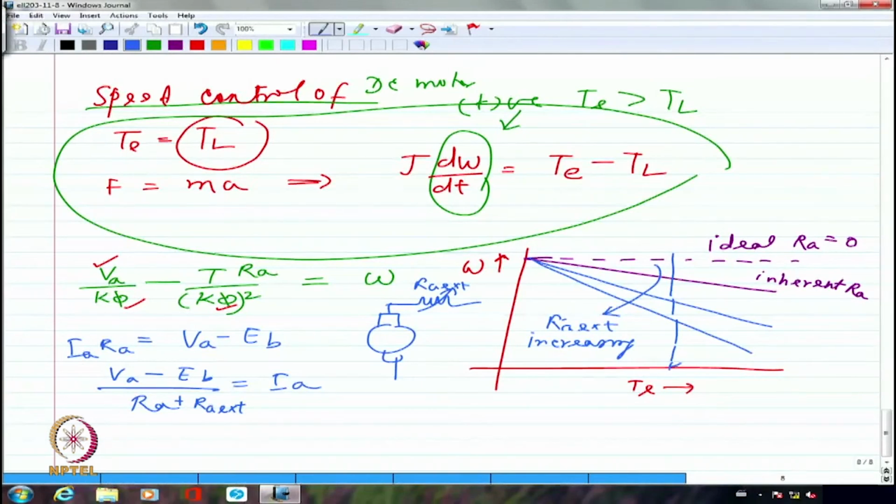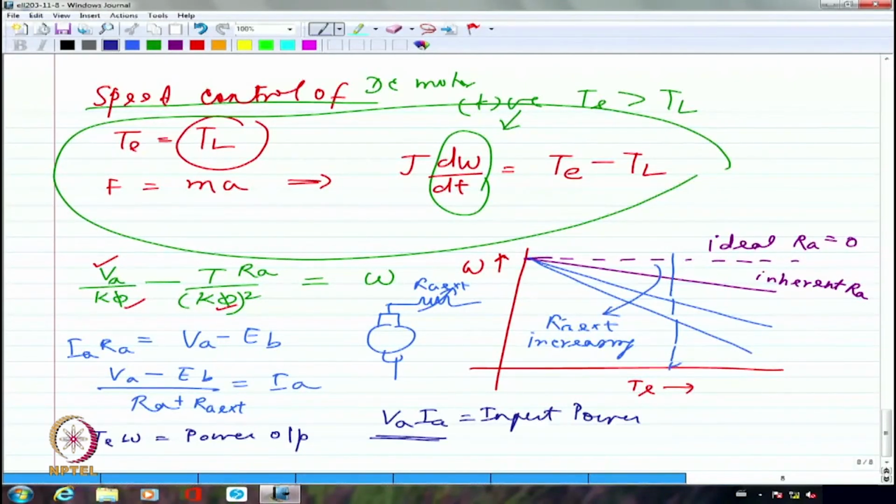Please realize also that TE times omega is going to be the power output. What I am giving is VA times IA, roughly. I should not say just IA, it should be IA plus IF if it is a shunt machine. So this is going to be my input power. Obviously I am going to have a reduction in the input power also, because of which I will have a reduction in the output power, not a reduction in the torque, but a reduction in the speed. Reduction in the torque is not visible, but reduction in the speed, yes.